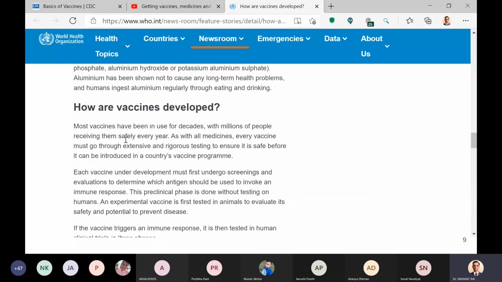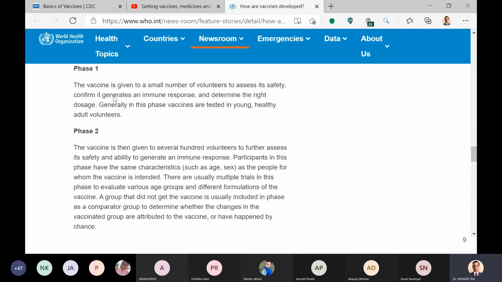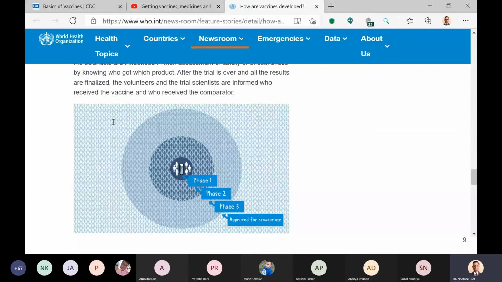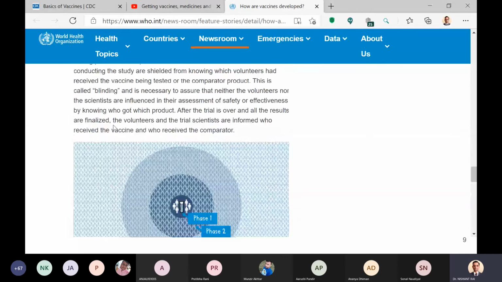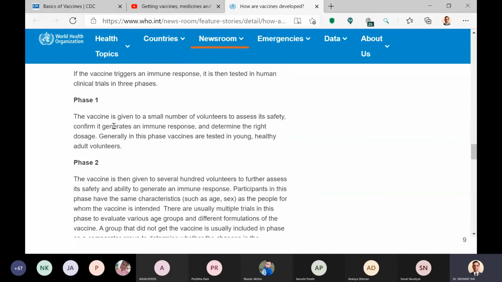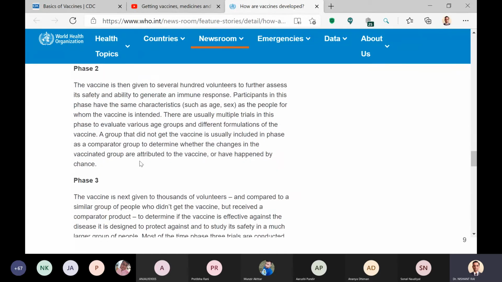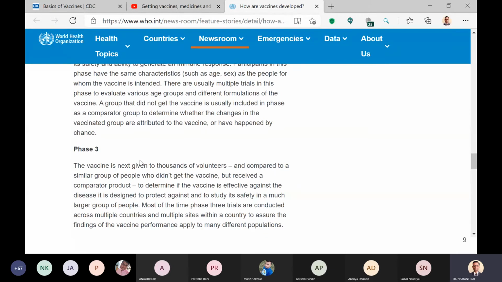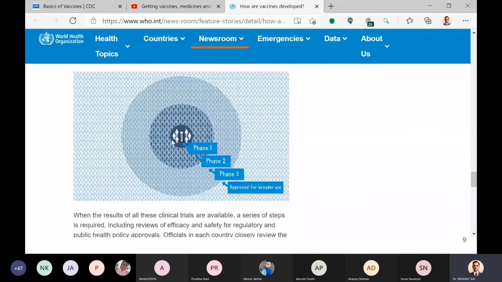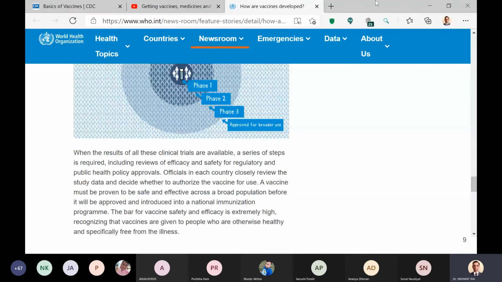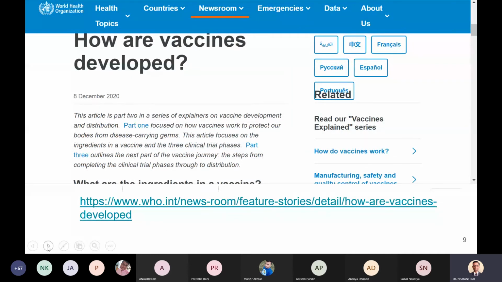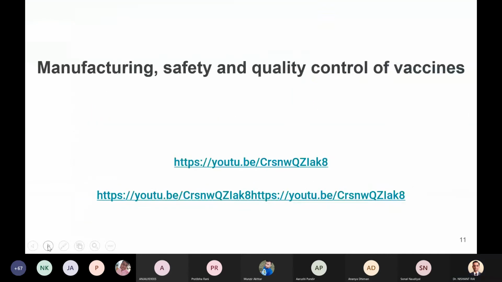About the vaccine development stage, there are different phases: phase 1, phase 2, phase 3, phase 4. And it depends upon different parameters like the number of people, their age conditions, health conditions, etc. So these are the different phases of vaccine preparation. I'm not going into detail, but I would still like to share a video with you.